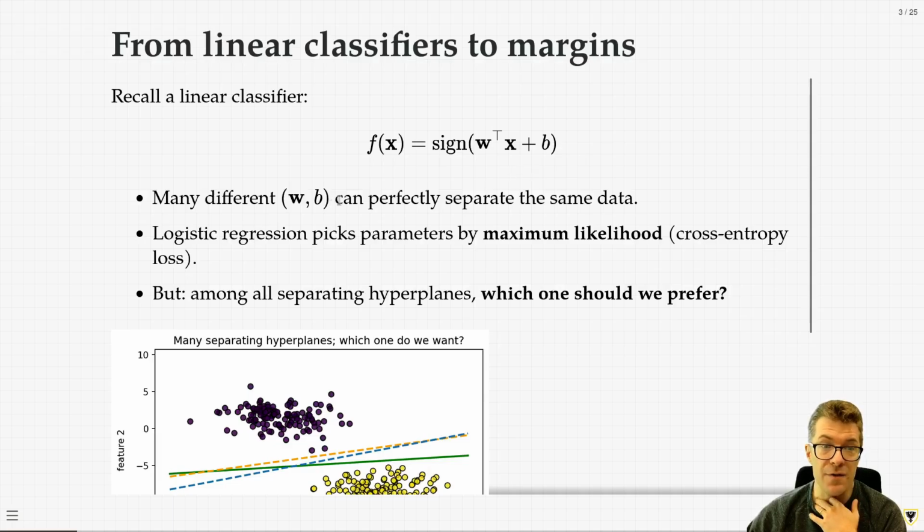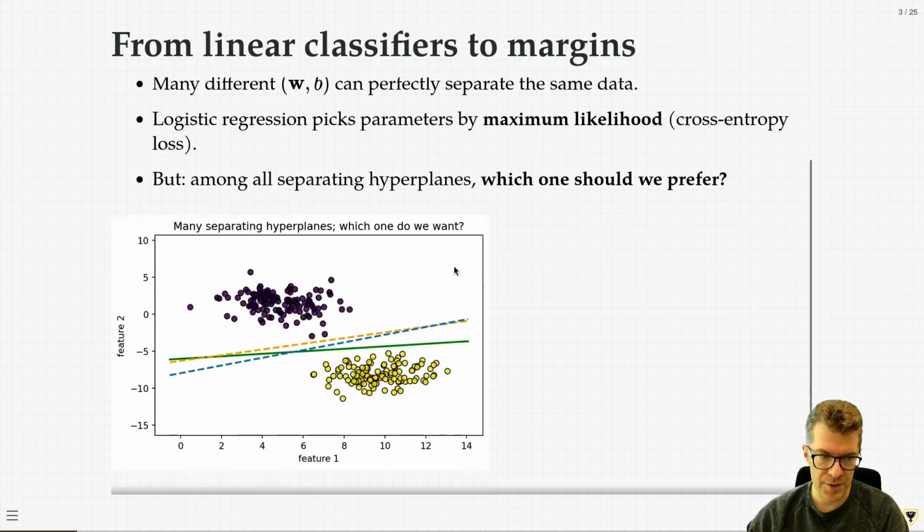So many different parameters, w and b, will perfectly be able to separate the same data, and logistic regression will pick the parameters using maximum likelihood. We've framed this previously, mostly in class, as related to cross-entropy loss. But among all the separating hyperplanes, we have to pick one in many cases, but there might be many or an infinite number of them.